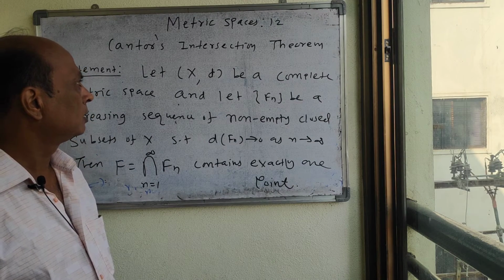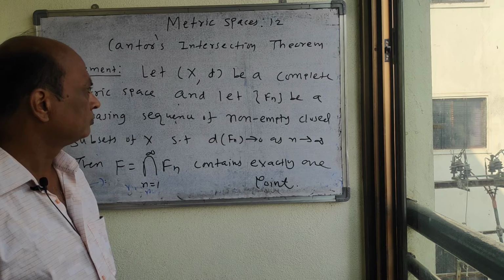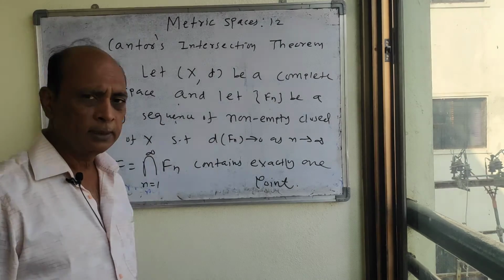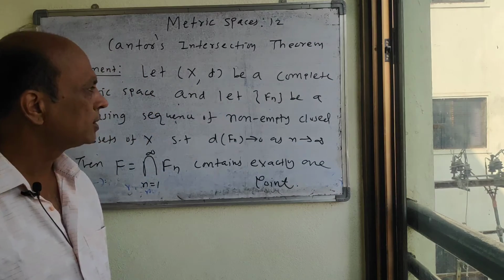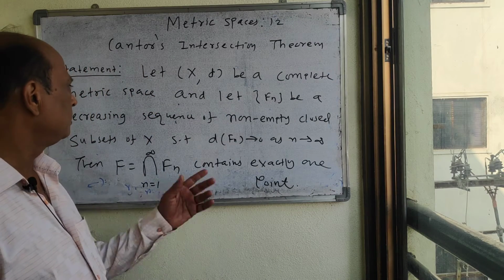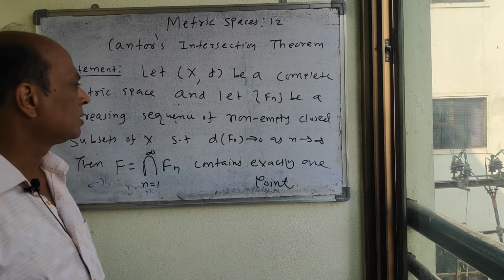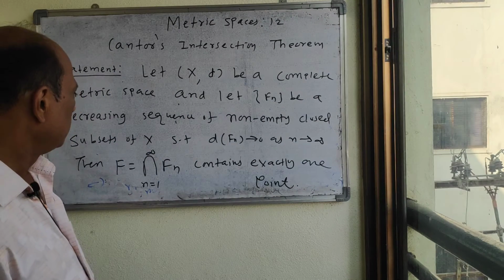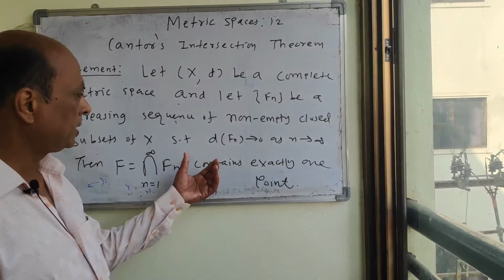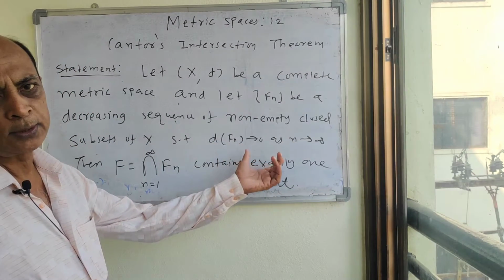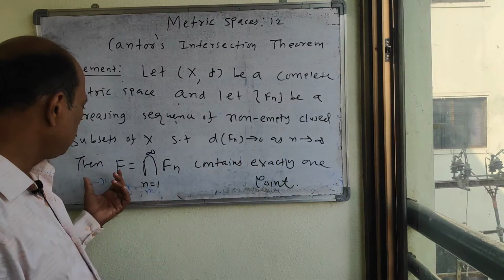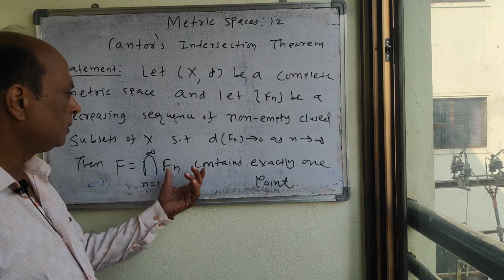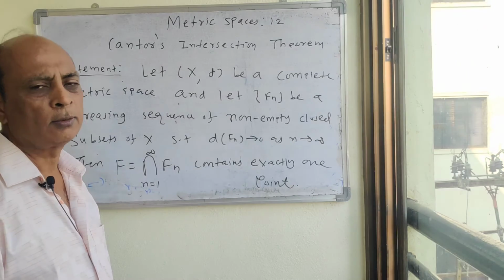So the Cantor intersection theorem statement is given here. Let (X, d) be a complete metric space and let Fn be a decreasing sequence of non-empty closed subsets of X such that d of Fn tends to 0 as n tends to infinity. Then the intersection of Fn, n from 1 to infinity, contains exactly 1 point.